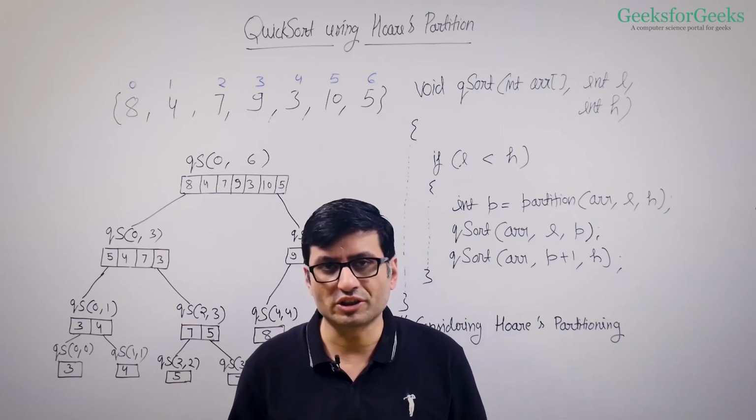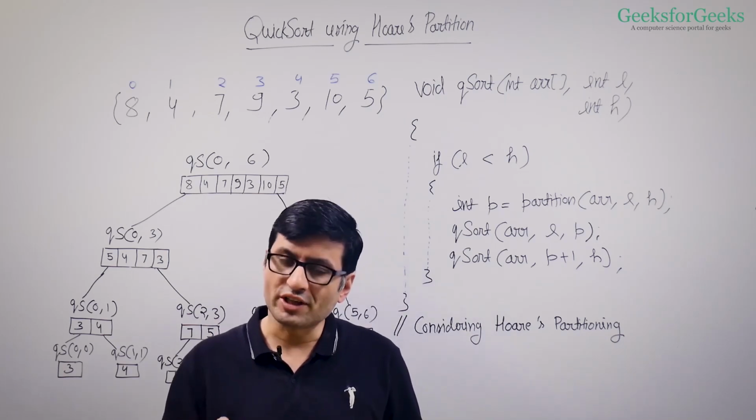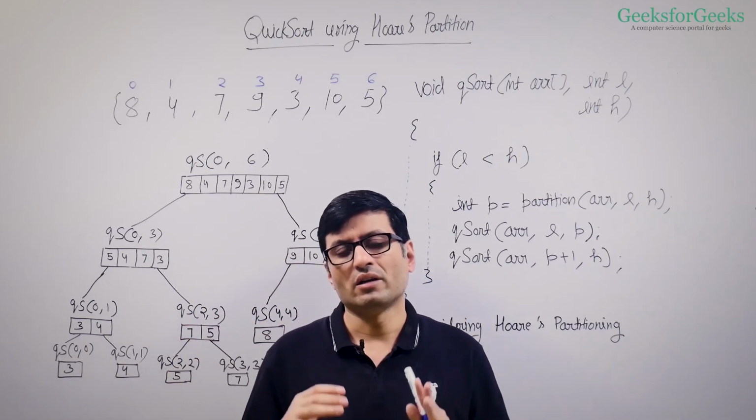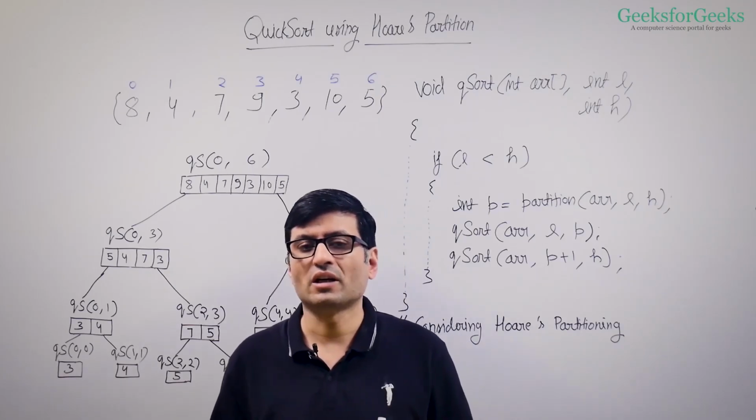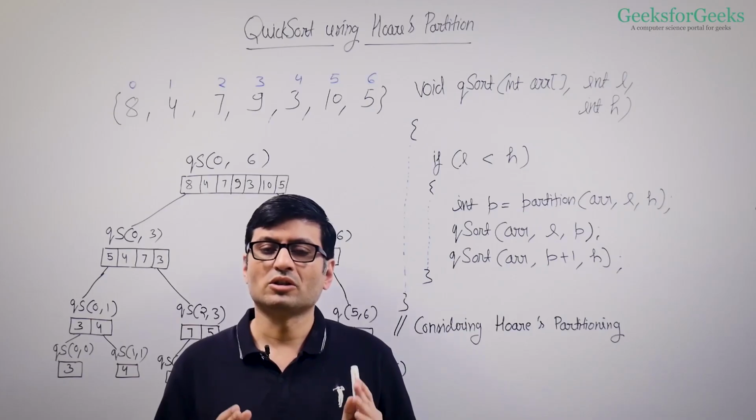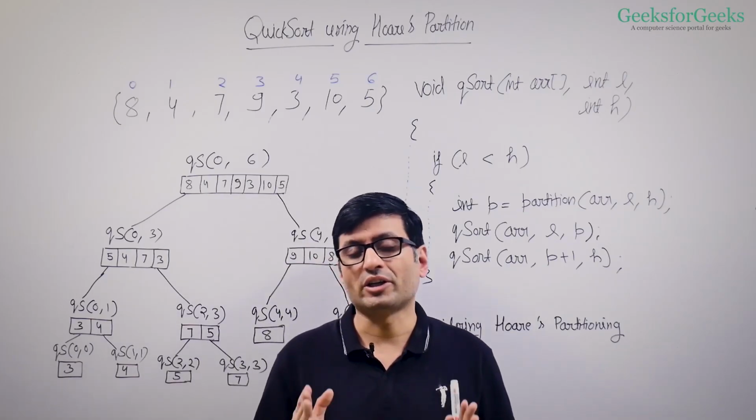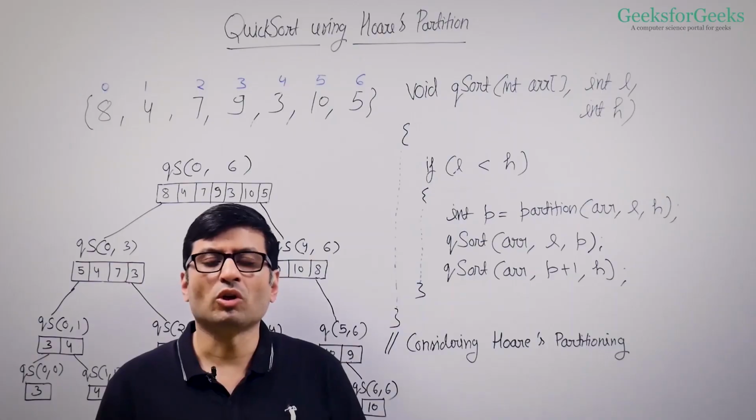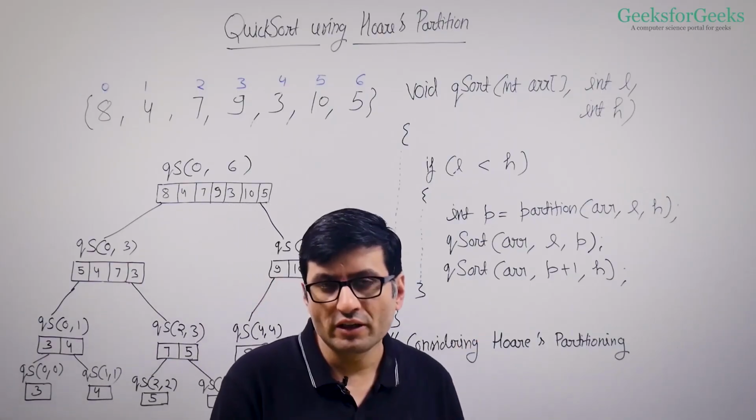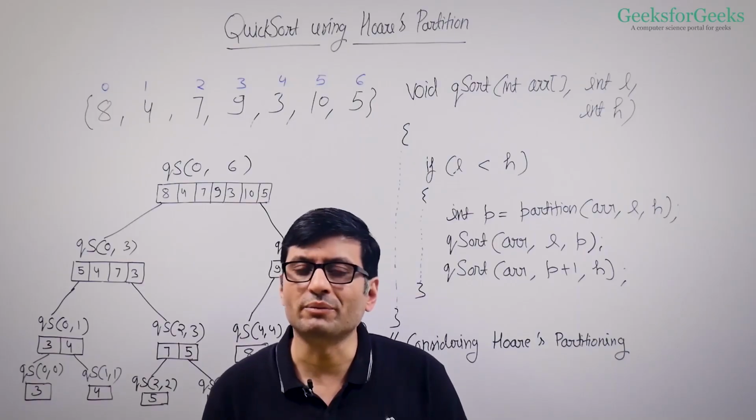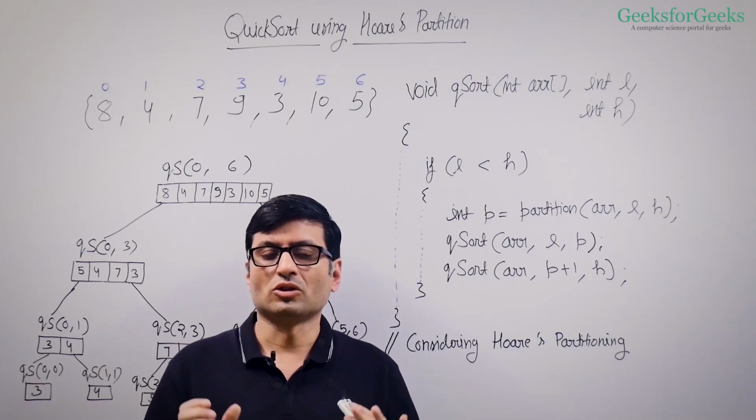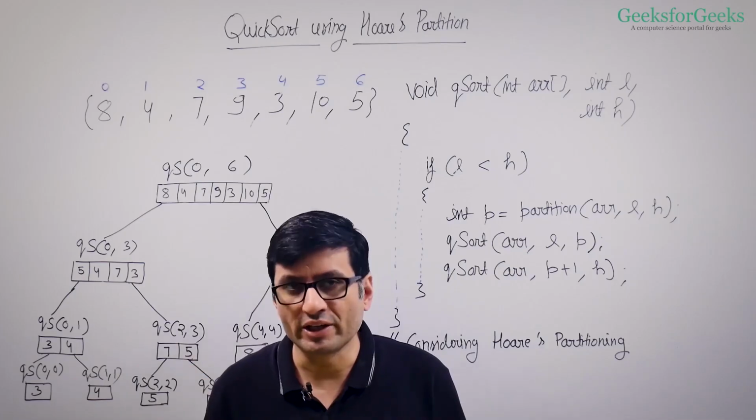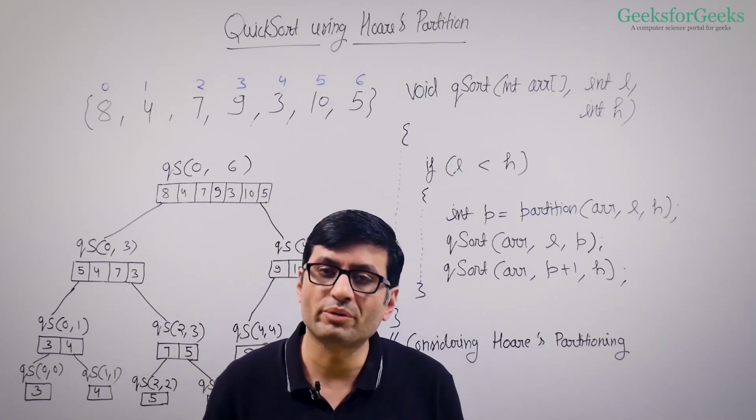The idea of QuickSort is this. You have a partition algorithm which takes a pivot and divides your array elements around that pivot. Hoare's partition considers the first element as a pivot. It puts all the smaller than or equal to elements on the left side and all the greater than or equal to elements on the right side. So your different partitions can be sorted independently and your whole array becomes sorted.